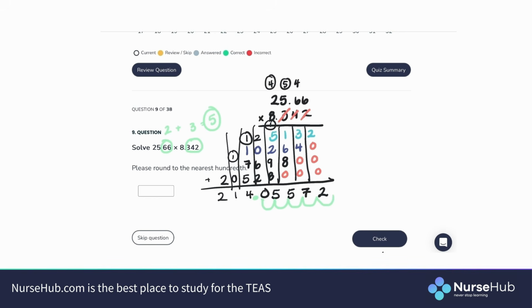Our question says nearest hundredth. So if we look at 214 decimal point, we know that this first 5 is in the hundredths place. So we write that down and the number behind it to help us round. 5, we look behind, is another 5, which tells this 5 to turn into a 6. So we have 214 and 6 hundredths, and that would be your answer.